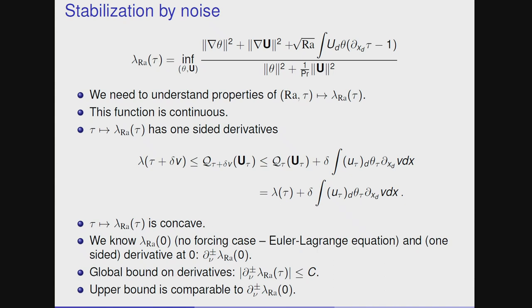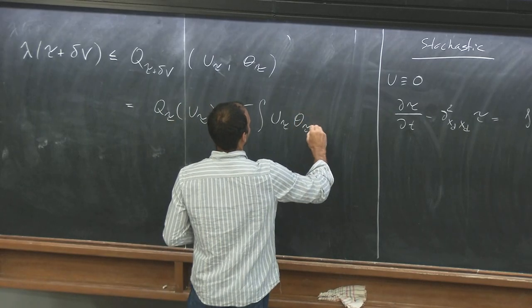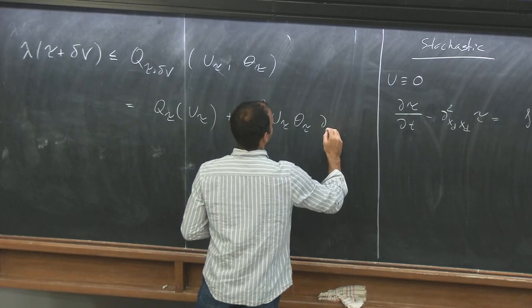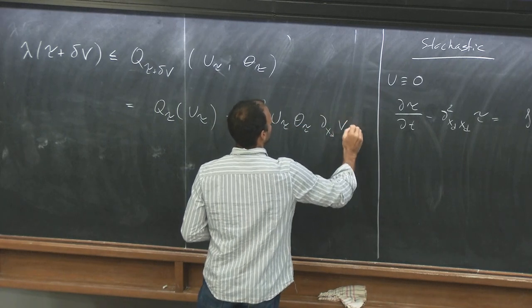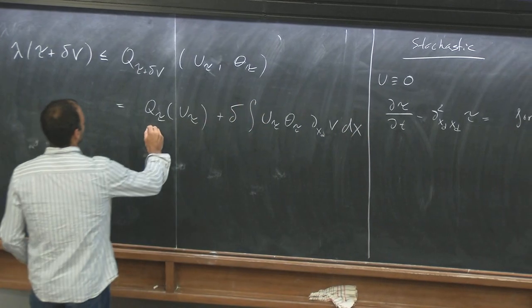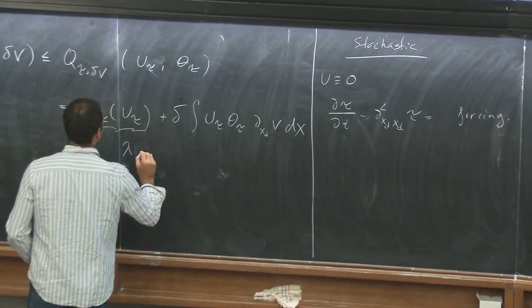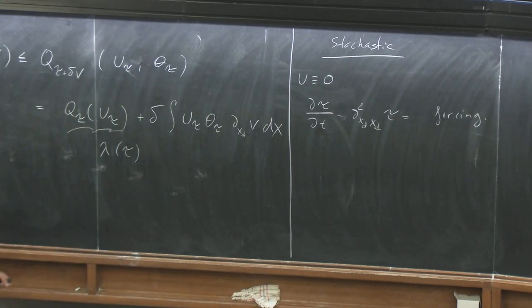Here I don't have tau, but I have tau plus delta v. So the additional term that I get there is delta integral u tau theta tau partial derivative of xd of v dx. But this term is immediately lambda tau. So it's just a simple calculation. Just plug in the other function, multiply everything out, and that's it.